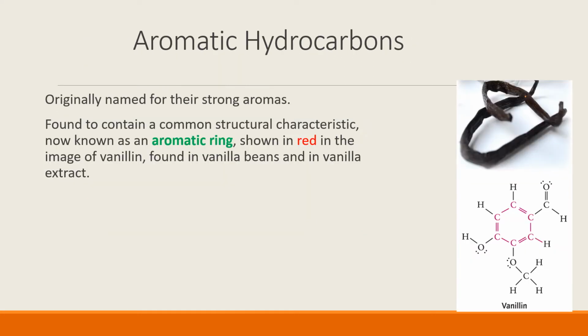In the 19th century, chemists isolated a number of compounds that were noted for their strong aroma, and hence they became known as aromatic hydrocarbons. The name aromatic is derived from the word aroma. Vanillin, which is shown in this picture, is one such example of aromatic hydrocarbons. It is found in vanilla beans, and this compound is responsible for the typical vanilla smell. Because it's isolated from vanilla beans, the name given to this compound is vanillin.